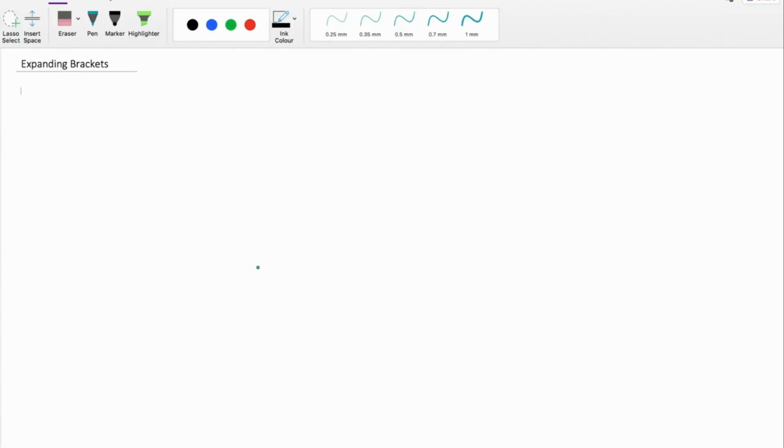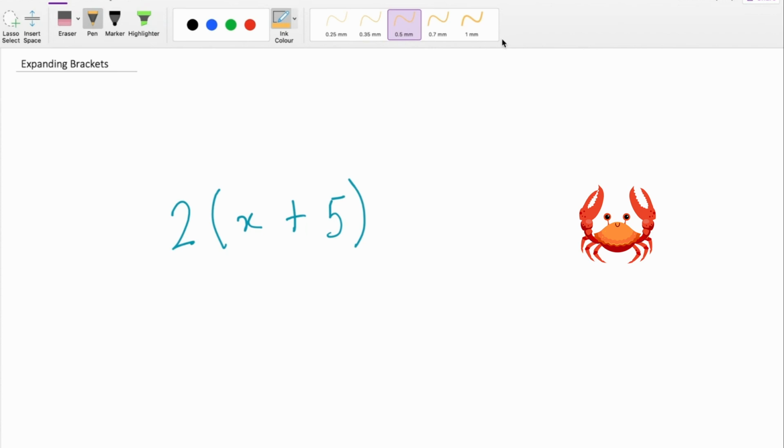Let's start with our fundamental standard bracket expansion. For example, let's say we have 2 bracket x plus 5. Now when we expand brackets, we use something known as a crab claw technique. Now in this form, whenever you have something outside the bracket, this is going to multiply with both the terms individually inside the bracket. So it would look something like this.